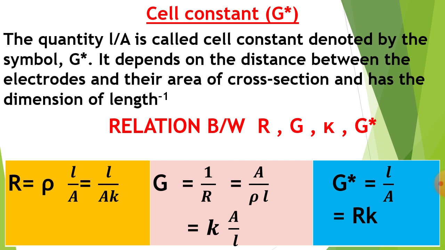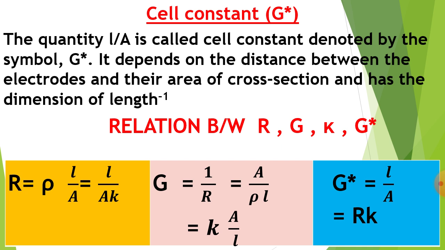Now the relation between resistance, conductance, conductivity and cell constant. As you know from physics, the resistance equals resistivity rho times L by A. Here 1 by rho is equal to K. So putting the value of rho equal to 1 by K, we get the formula R equals L by AK, and L by A equals G star. So we get one more formula for the resistance.